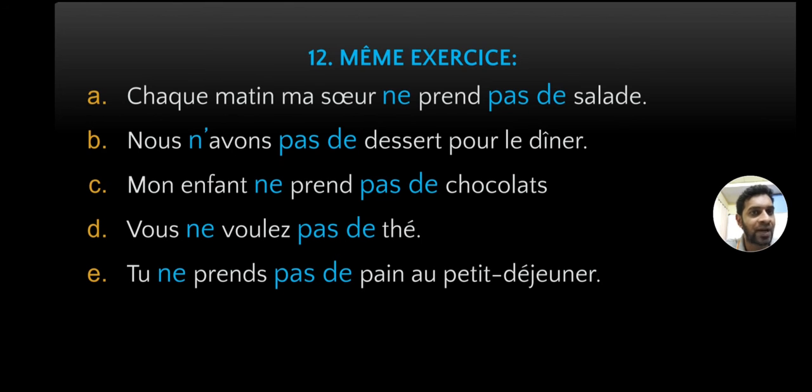Nous n'avons pas de dessert pour le dîner. Mon enfant ne prend pas de chocolat. Vous ne voulez pas de thé. Tu ne prends pas de pain au petit déjeuner.